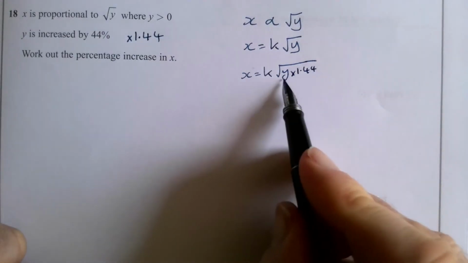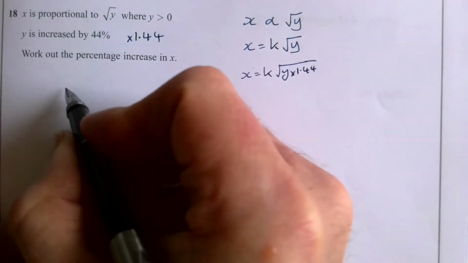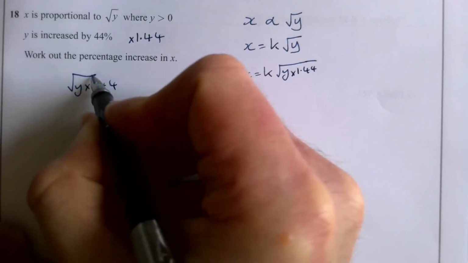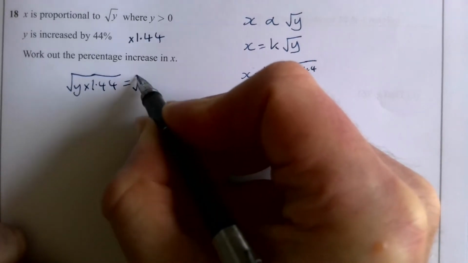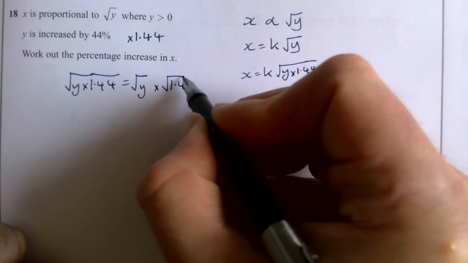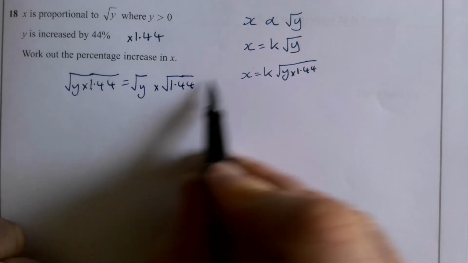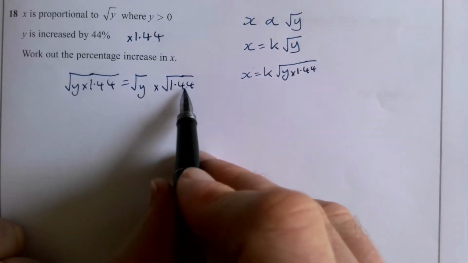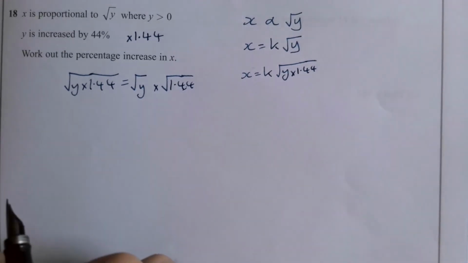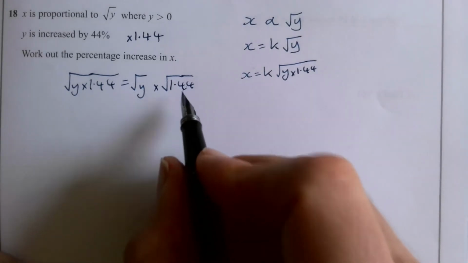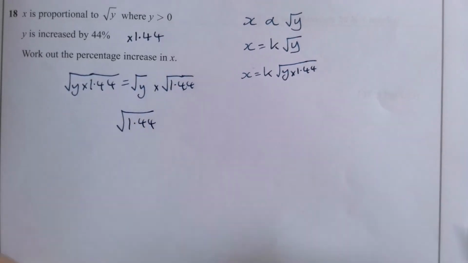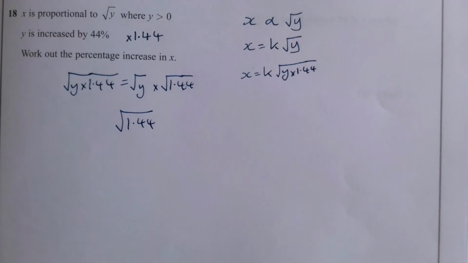Now I'm just going to start thinking about that bit there. So the root of y times 1.44 is the same thing as saying the root of y multiplied by the root of 1.44. So if I think about it, x is going to get bigger by whatever the square root of 1.44 is. So that's what we need to think about. So the square root of 1.44. Now we haven't got a calculator. What the flip are we going to do?